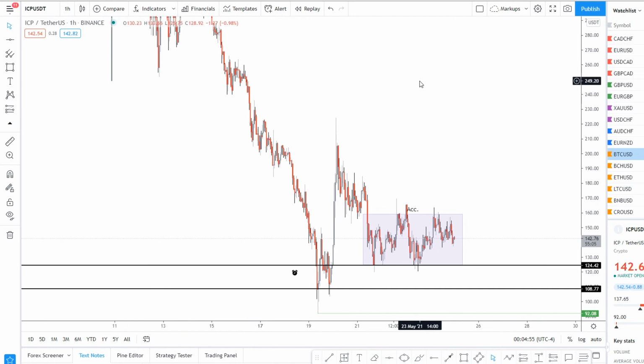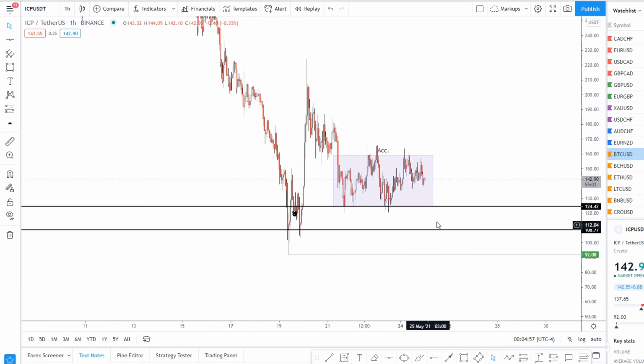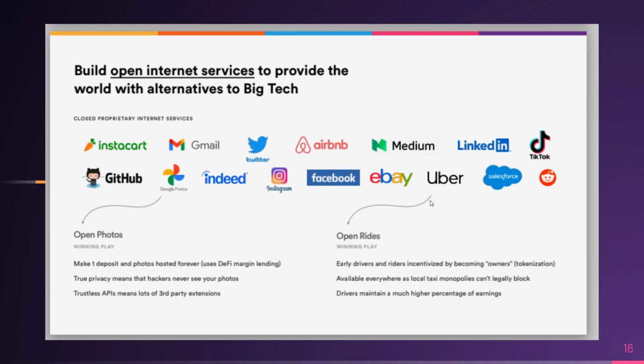But let me know what you guys think in the comments. Do you guys think this coin is going to hit lower than 100? Do you think it's going to shoot back to 400, 500, etc.? Let me know. But that's basically going to wrap up ICP Crypto in a nutshell.